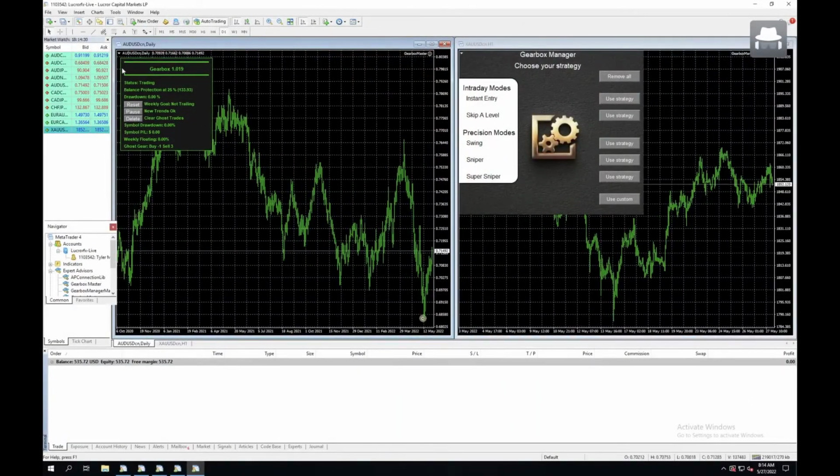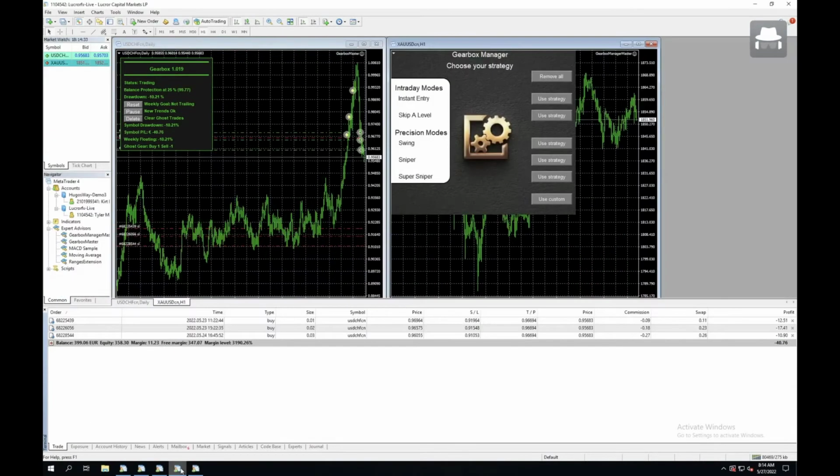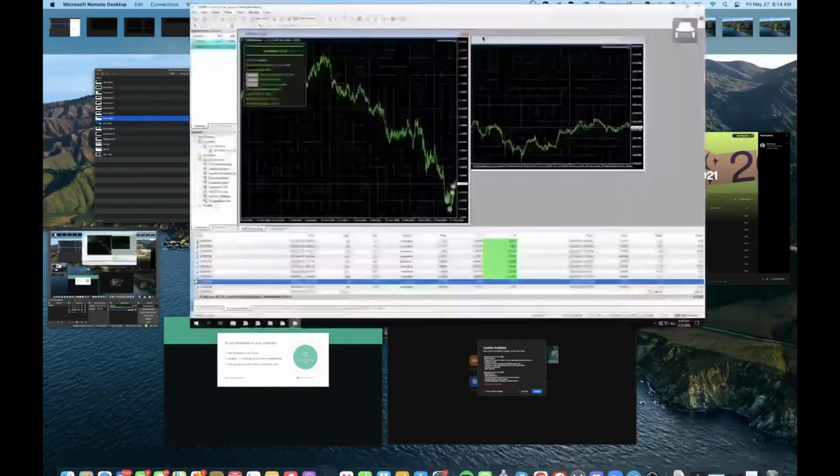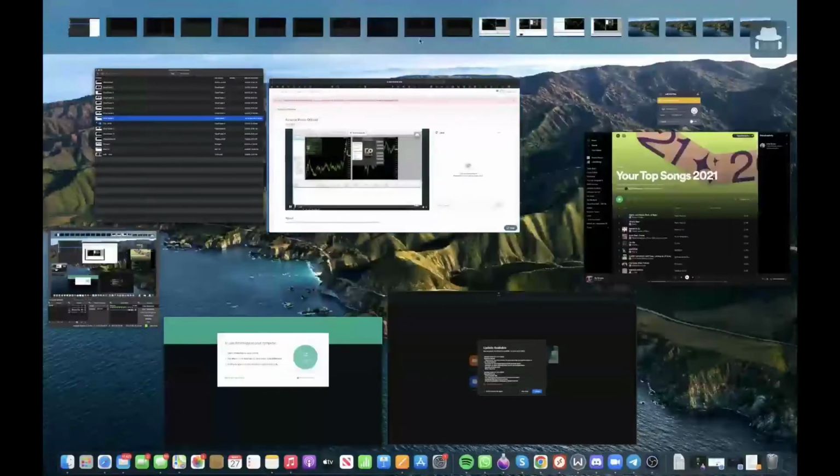Okay, AUD USD, nothing going on here. USD CHF, we are in 10% negative floating. As we know, again, we're avoiding these. I think we're going backwards. Yeah. Okay. Let's go to CloudTrader 5.